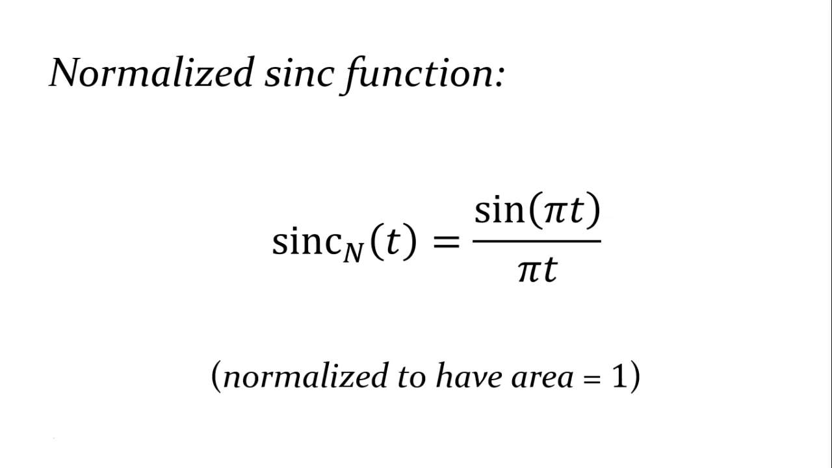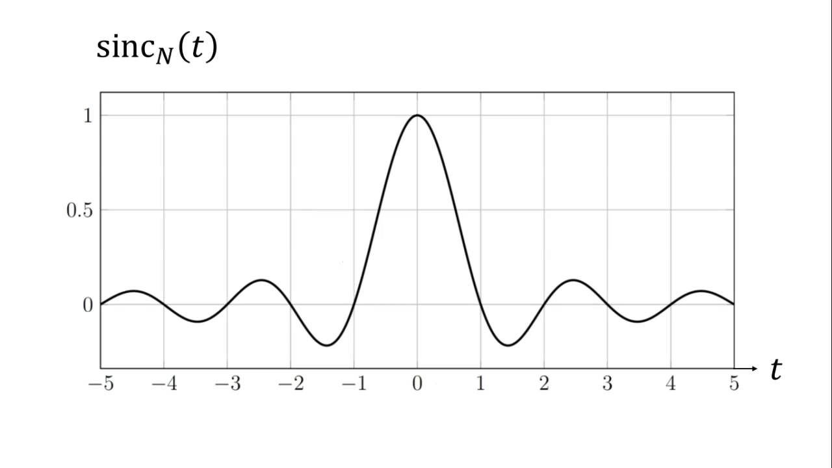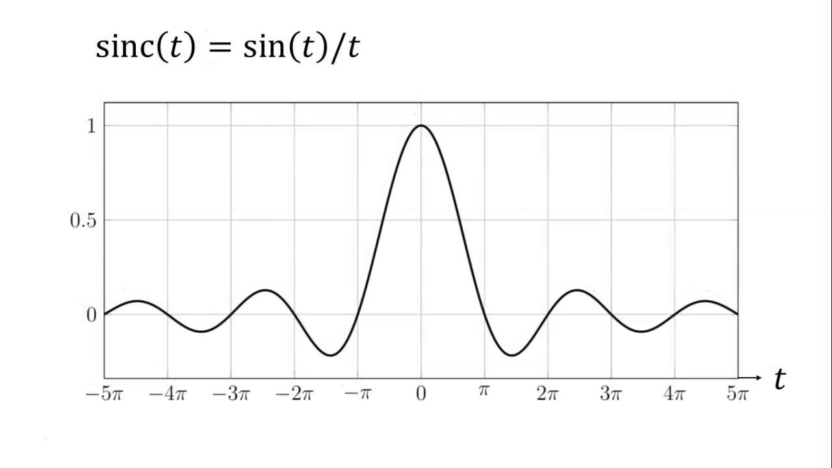In MATLAB, for example, the built-in sinc function is the normalized version. When using MATLAB's sinc, you can divide the argument by pi to obtain the unnormalized sinc output. As seen in this graph, the normalized sinc sub n of t has its 0 crossings at integer values of t, except at t equals 0. Let's return to the definition of sinc of t that we will use. That is, sinc of t equals sine of t over t.